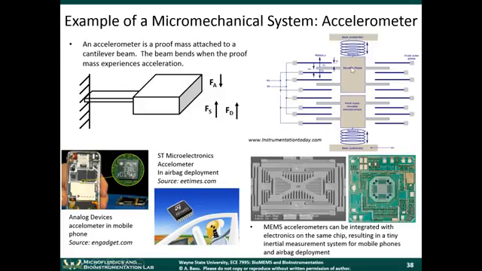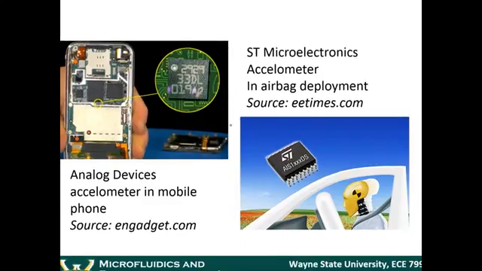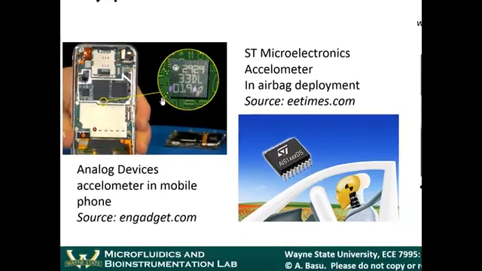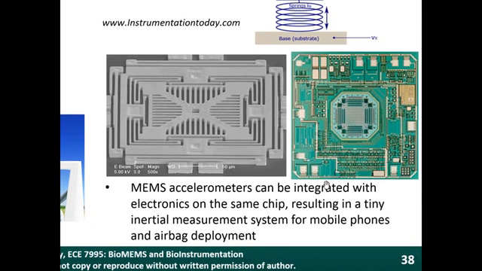Now this is a practical device. As I said, these accelerometers are in your mobile phones. You can see these types of devices here. You can also see these ST Microelectronics accelerometers for airbag deployment, as I mentioned earlier. These are examples of what the systems look like. I drew a very simple diagram in the notes here.